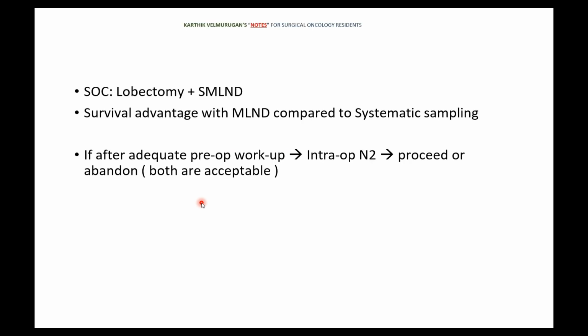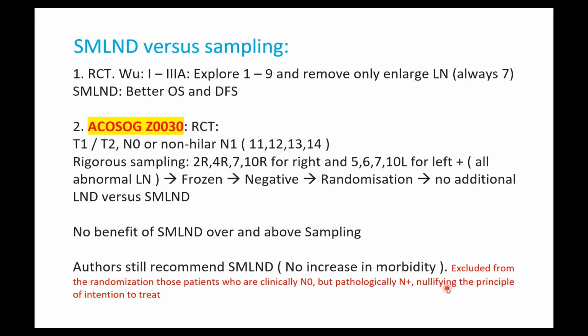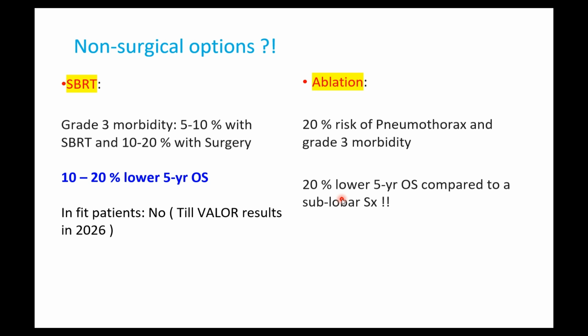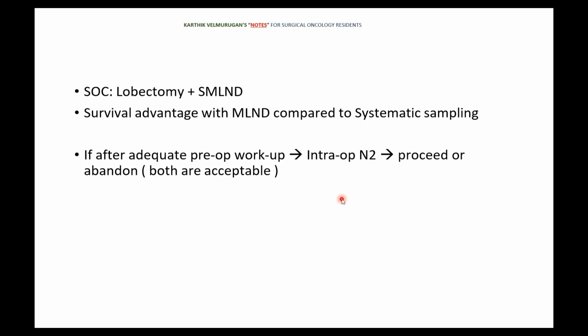Stage 2. Now, stage 2 patients are tumors 3 to, that is, this is our stage 2 patients. They can be tumors up to 5 centimeters with N1 lymph nodes. How do we treat them? The standard of care is lobectomy with mediastinal lymphadenectomy complete.